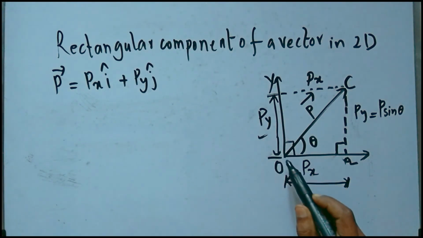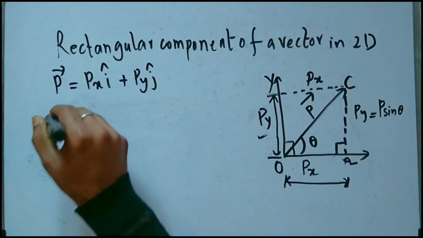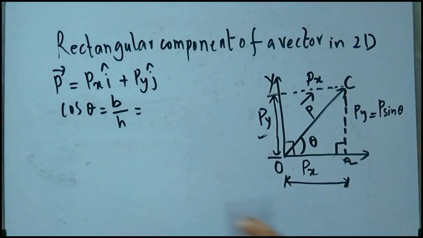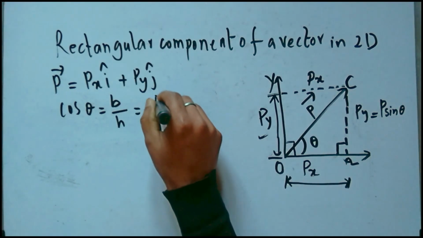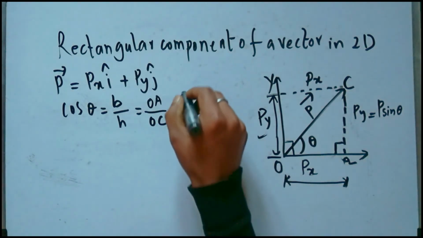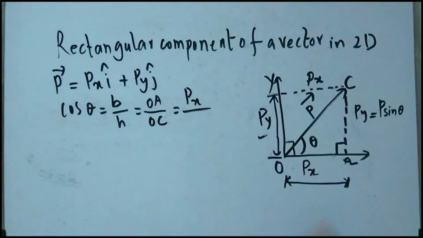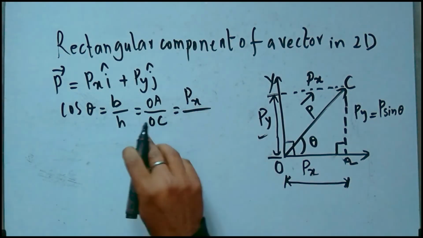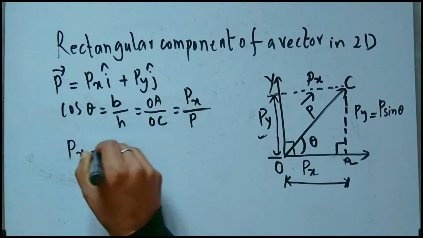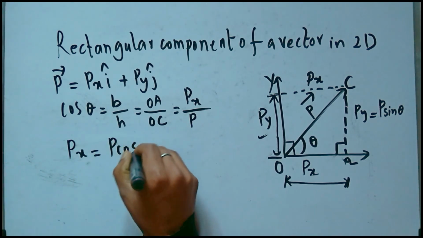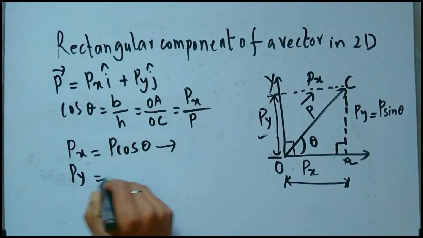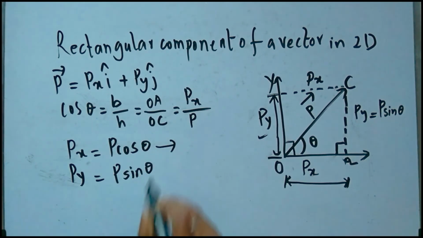Similarly, if we take triangle OAC again, and this time we take cos theta, which is equal to base by hypotenuse, base being OA and hypotenuse being OC. We know OA is Px, the horizontal component, and OC is the magnitude of the vector, that is P. So Px, the horizontal component, can be written as P cos theta. So the horizontal component is P cos theta, whereas the vertical component is P sine theta.